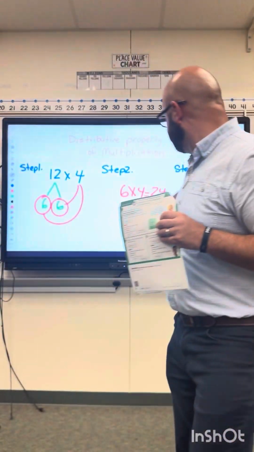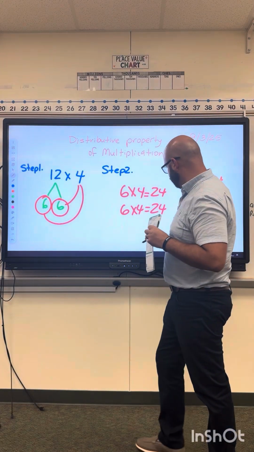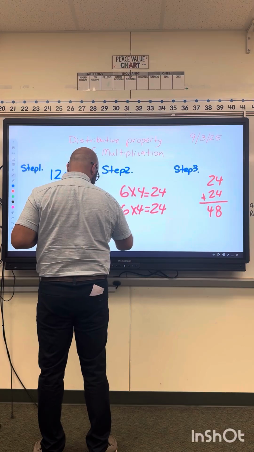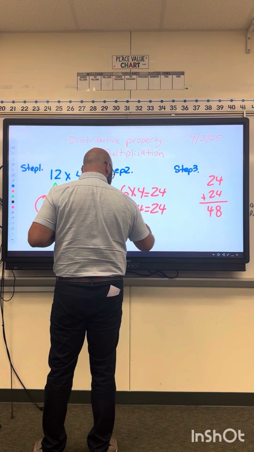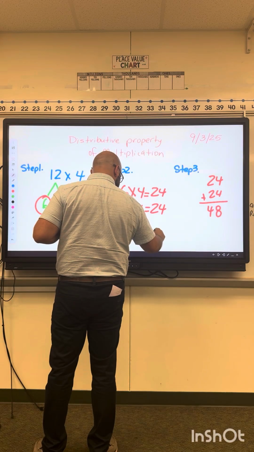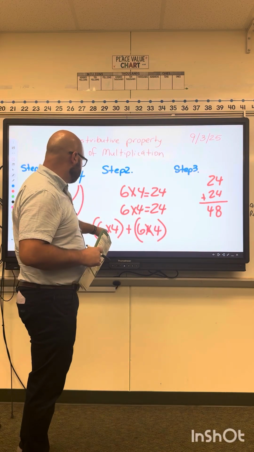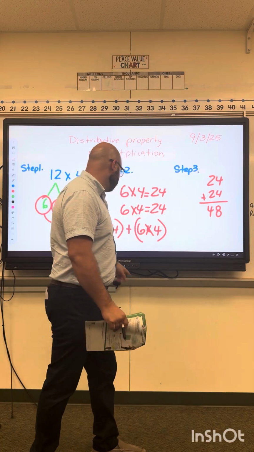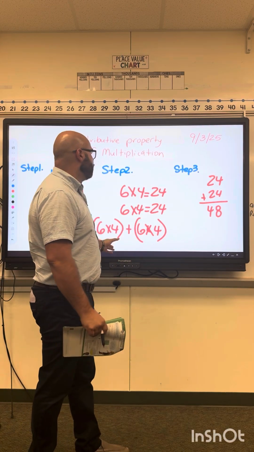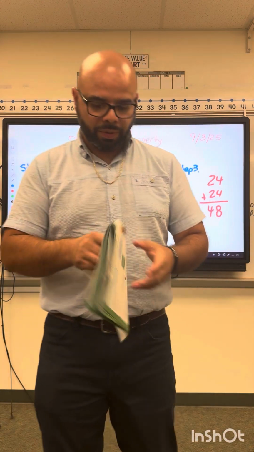Instead of having it like this, 6 times 4, 6 times 4 equals 24, they did it pretty much like this: 6 times 4 plus 6 times 4, so they just wrote it different. That is pretty much how they're going to see it on the test, so I did show them both. So 6 times 4 plus 6 times 4 is the same thing, 48. You solve these two in the parentheses, and then you add them together, and it gives you 48. It was pretty much the same thing.